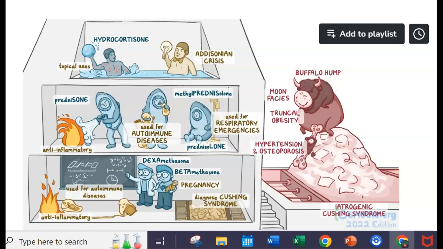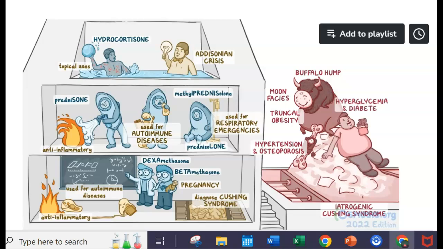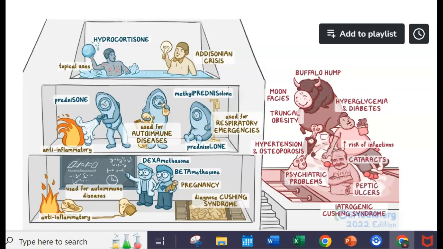osteoporosis. There's an obese man carrying a candy bar to represent hyperglycemia and diabetes. There's bacteria climbing around him to represent an increased risk for infections. Finally, there's a very sad man representing psychiatric problems like depression. He's sad because he's in the trash compactor, but also because his eyes are cloudy white, representing cataracts, and his stomach is leaking acid to remind you of peptic ulcers.